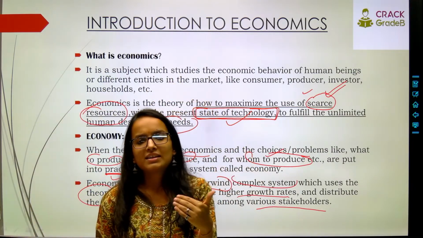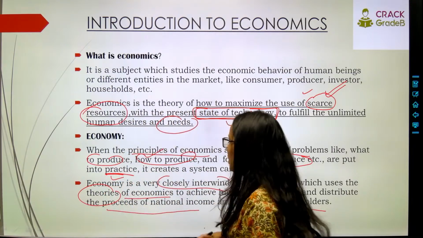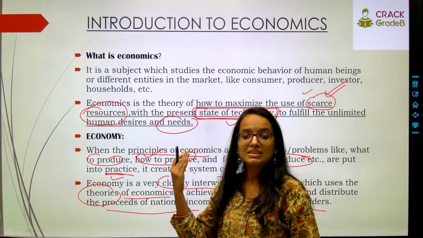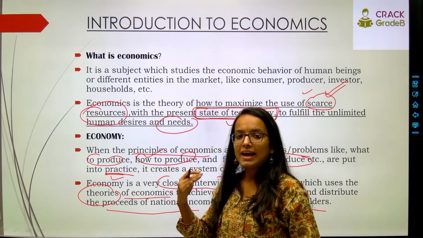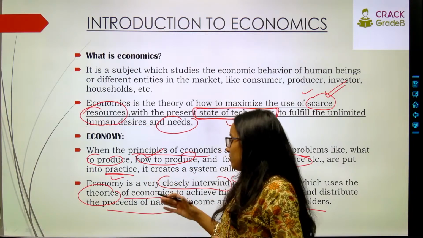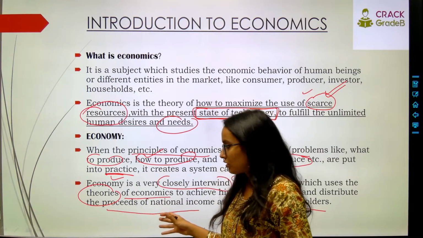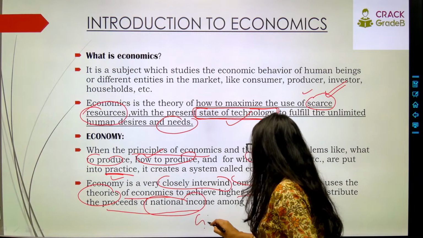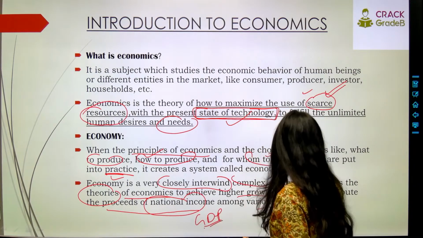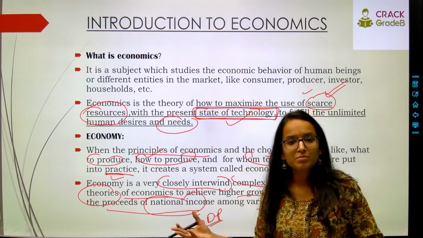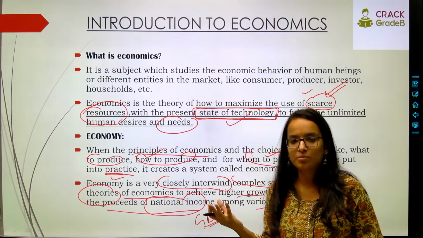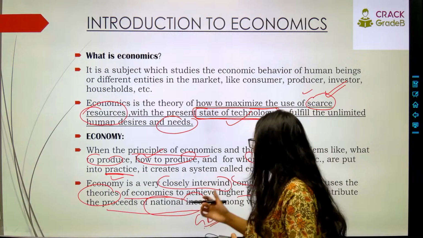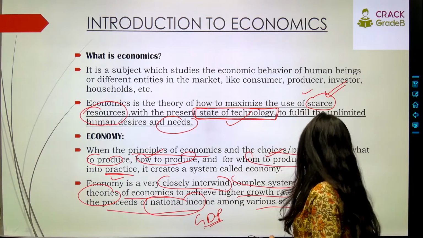Okay, so whenever I say GDP, that means national income, because they are synonymous to each other, although we have different methods of calculating GDP, national income, and different aggregates related to national income, which we will be doing in the chapter of national income later, right? So when I say national income, I mean GDP. And when I say higher economic growth, then also I mean GDP, because GDP is what? Economic growth, right?